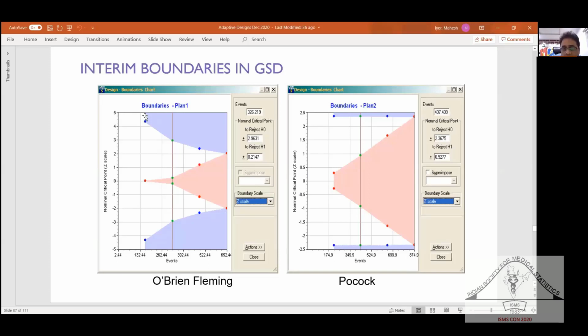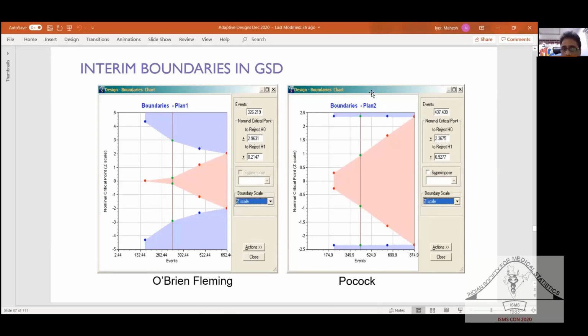For you to be significant, but for you to be significant at this look, your critical value doesn't have to be 2. It has to be greater than 4.25 or something. And it's 2-sided, so you see that mirrored on both sides. So this is what you would do in O'Brien-Fleming.